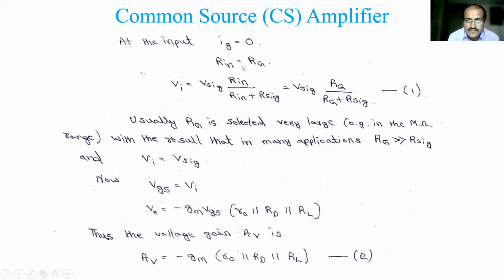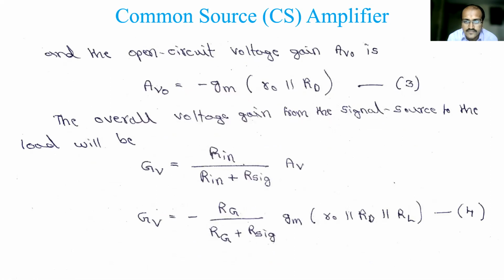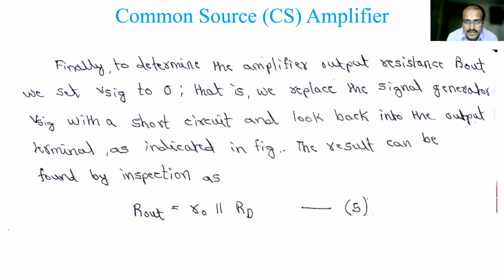See here, R in, Vi equal to V signal. This is the important conclusion: Vi equals V signal in the case of without RS, the normal common source amplifier. And VGS is also equal to Vi. This is how we analyzed it and we got AV. See here, this is the expression. There is no 1 plus GMRS term here. So AV naught, GV and all we have done. This is the R out.